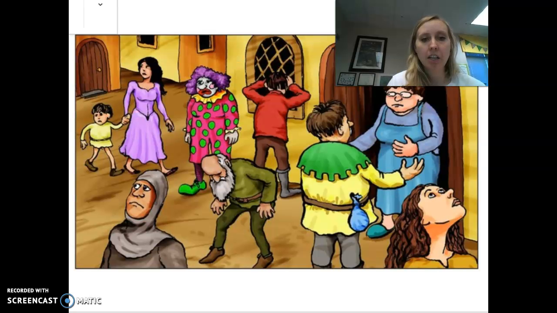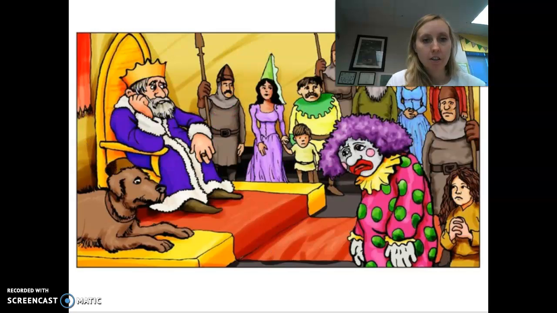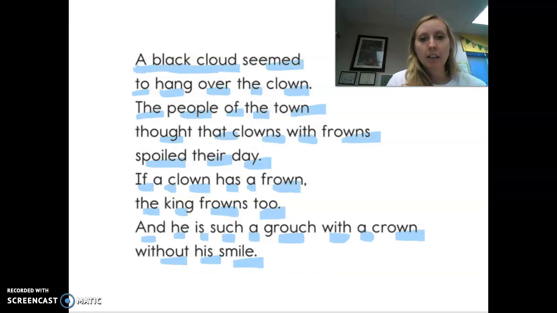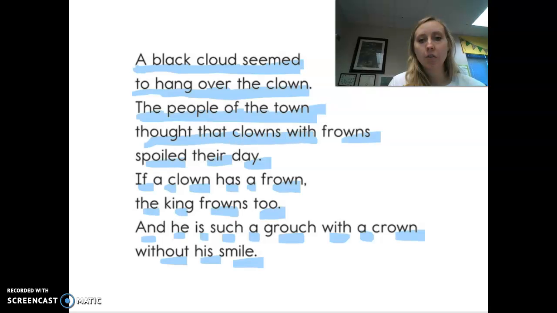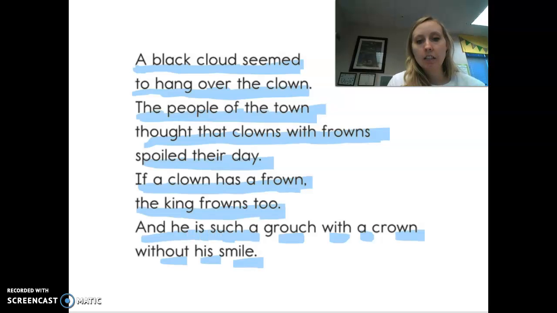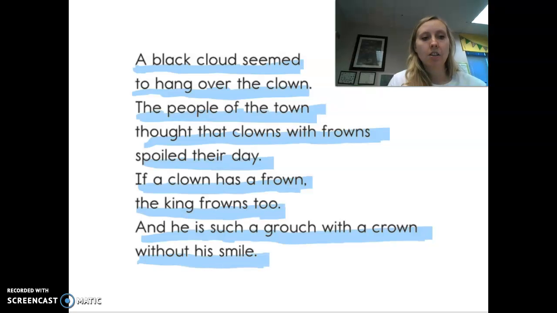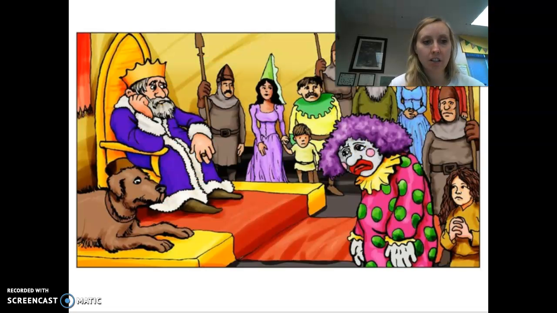Ready? Begin. A black cloud seemed to hang over the clown. The people of the town thought that clowns with frowns spoiled their day. That means ruined it. If a clown has a frown, the king frowns too. And he is such a grouch with a crown without his smile. So here's the sad face.